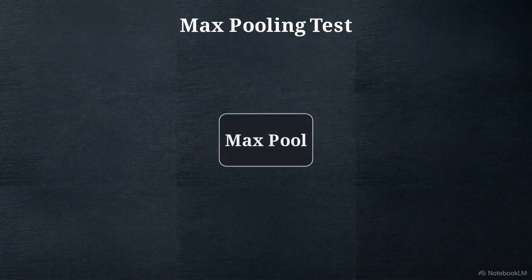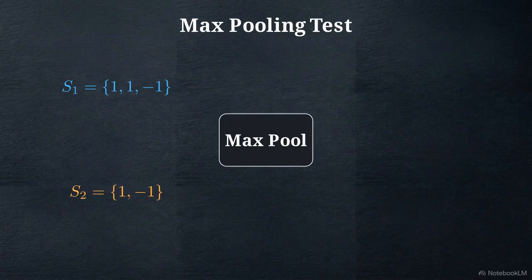We have two distinct multisets. S1 contains a 1, another 1, and a negative 1. S2 contains just a 1 and a negative 1. The maximum value for both sets is exactly 1. Because it outputs the exact same scalar for two different inputs, max pooling fails injectivity.